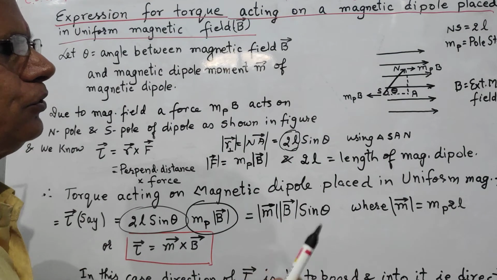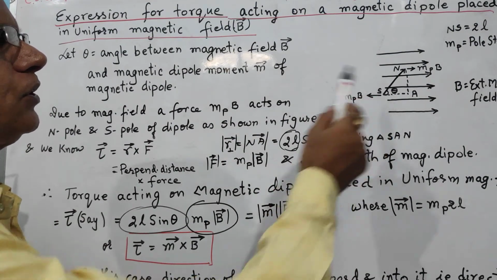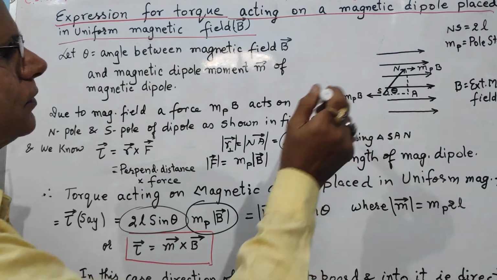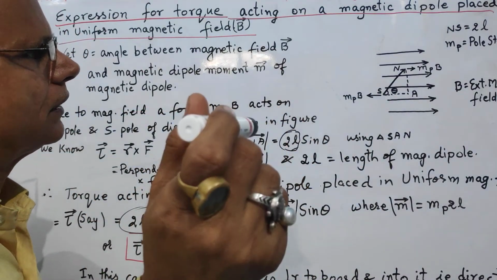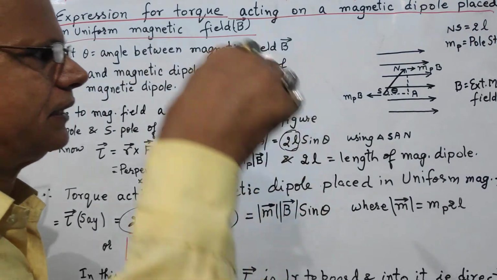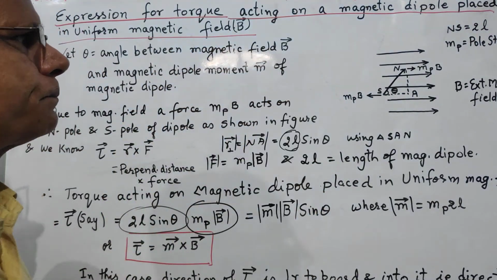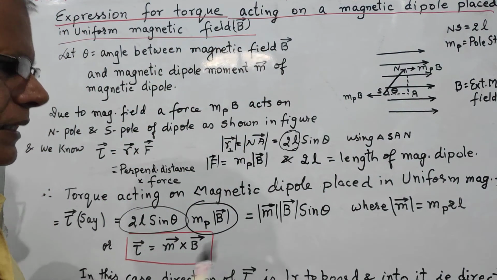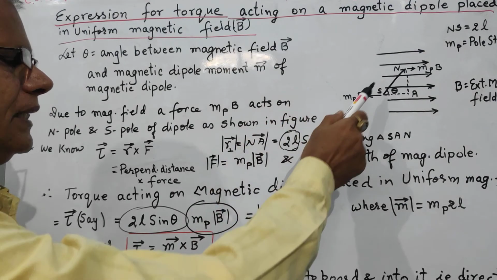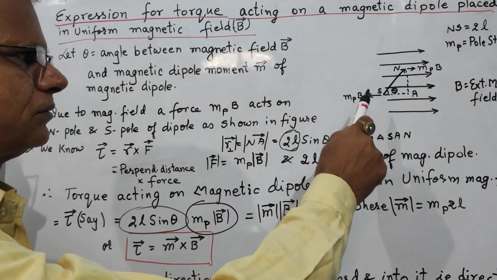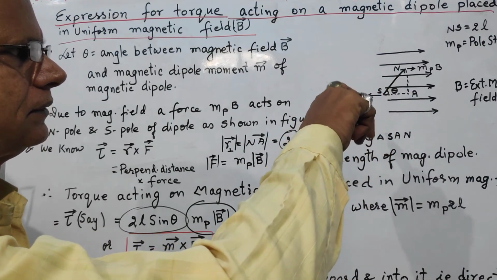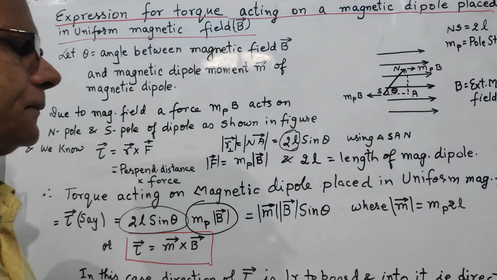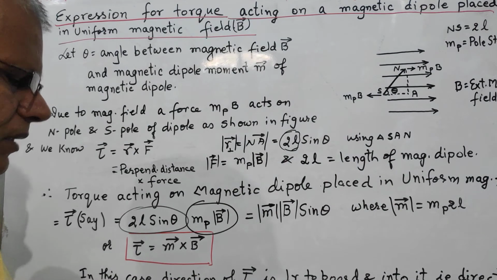In this case, what you see, the direction of torque is going away from the observer, from you students. It is going away from the observer and going into the board, and the magnetic dipole tends to rotate in clockwise direction in this case.